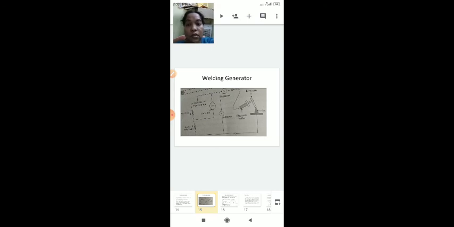Right. See, this is an electrode connected to here. Electrode and arcing. Some iron piece, metal piece is there. By using this arcing, we weld these metal pieces. This is about the welding generator.